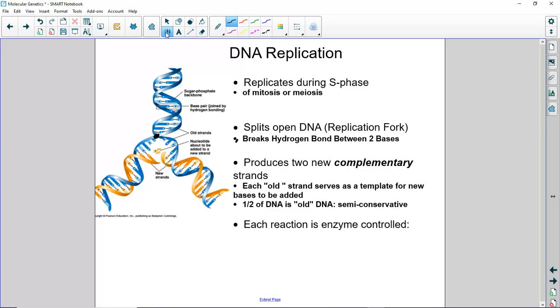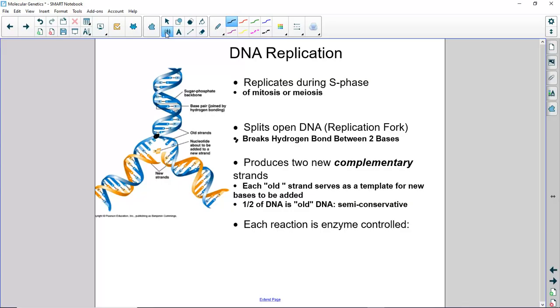First we're going to go over the process, and then we'll go over, as you see on the bottom with the colon, the enzymes. DNA replication takes place during the S phase of the cell cycle, G1, S phase, G2, in both mitosis and meiosis.